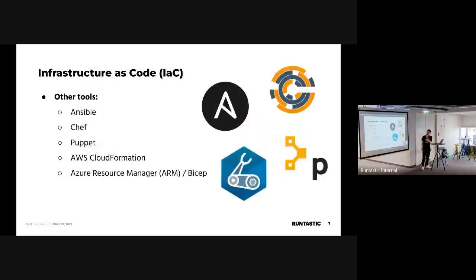What are other tools? I already talked about Ansible, which we also use for setting up the software on Linux servers and the configurations and so on. Chef, we actually use that until we maybe replace it with Ansible. Let's see how that goes. There's also Puppet or AWS CloudFormation, which is the native tool on AWS, or Azure Resource Manager, or in short, ARM templates. Or I think the new thing is Bicep, which is the new language as far as I know.